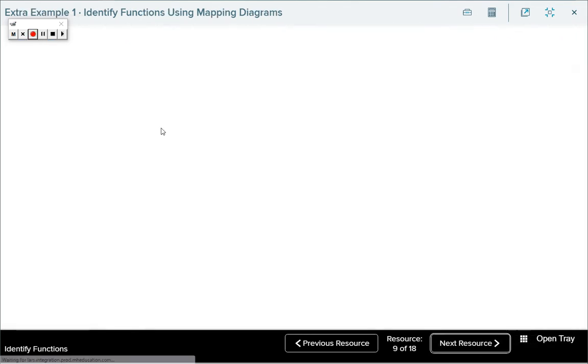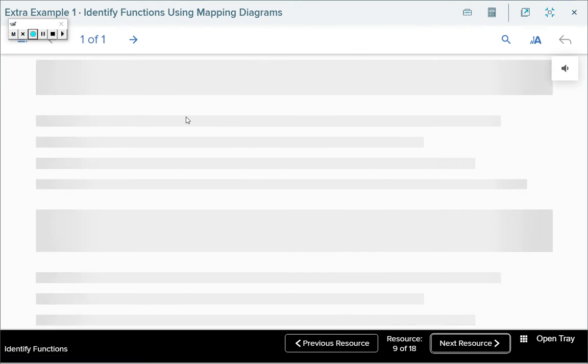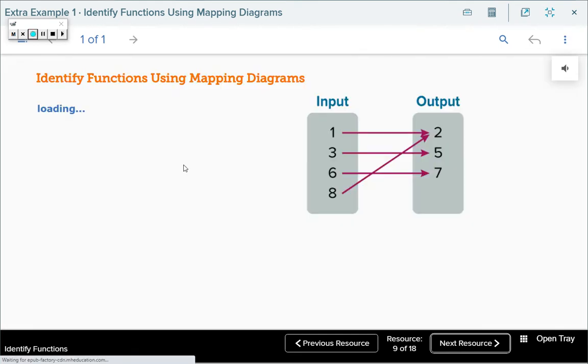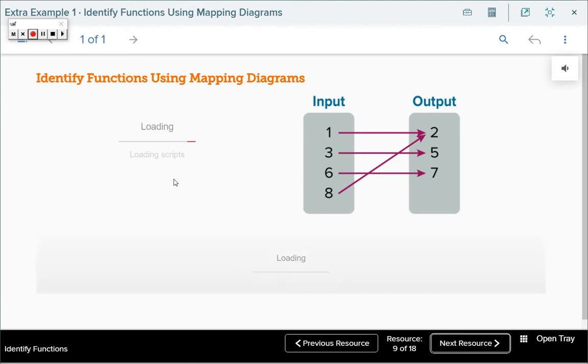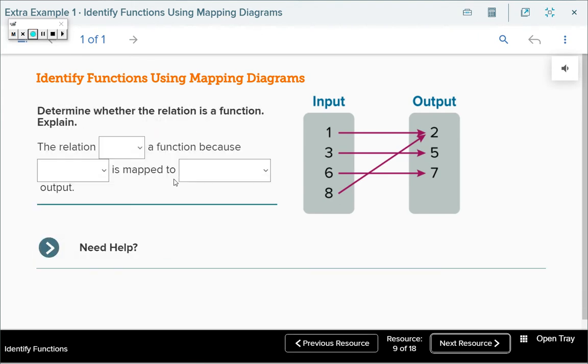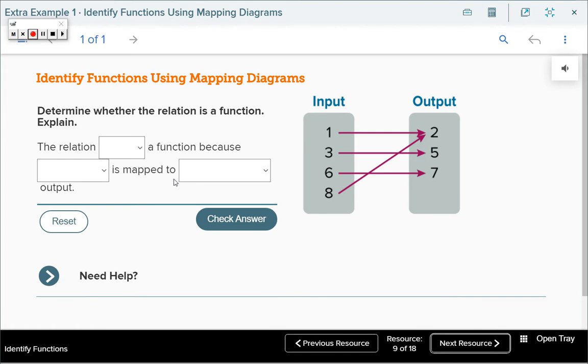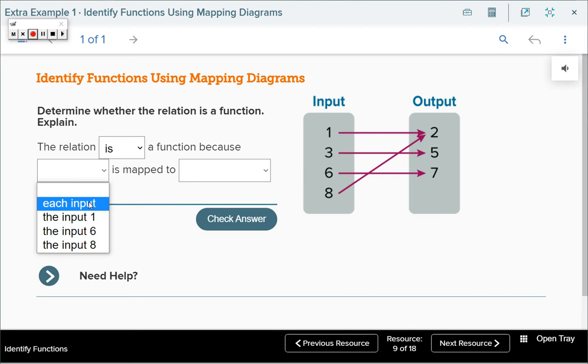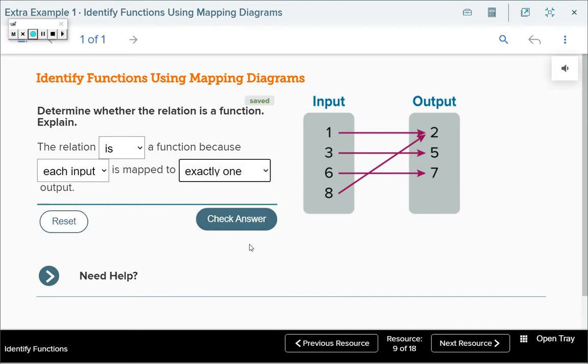Okay. All right. So look at this mapping diagram of these numbers. Can this be a function? Listen to my question. It looks confusing, doesn't it? Because the output, I have two of the same outputs, but does every single input have only one output? Look, this input has one output, this input has one output, this input has one output, this input has one output. So is this a function? You guys say yes? Each input is mapped to exactly one output. Exactly. Very good.